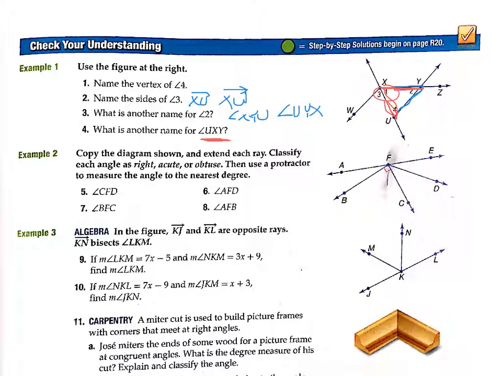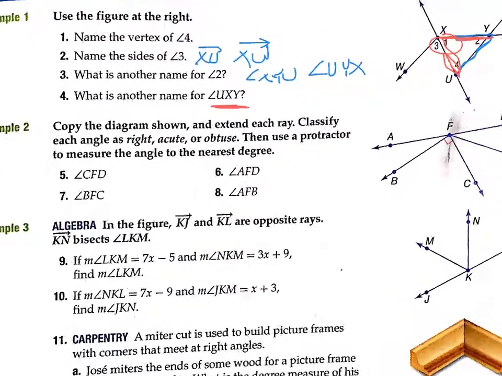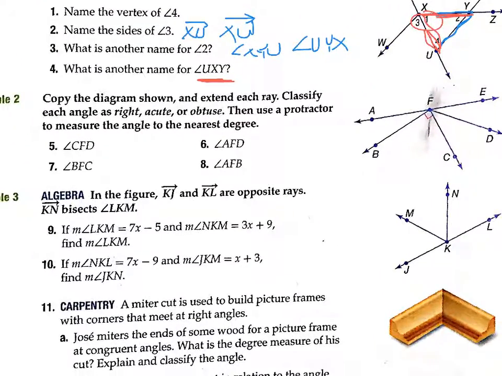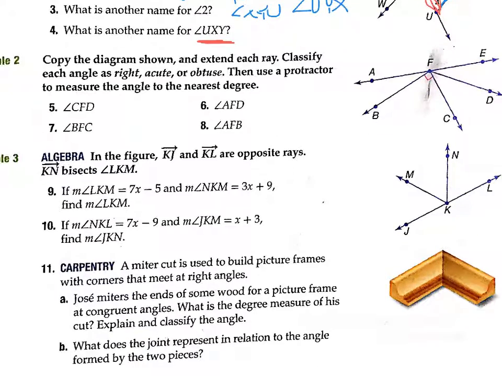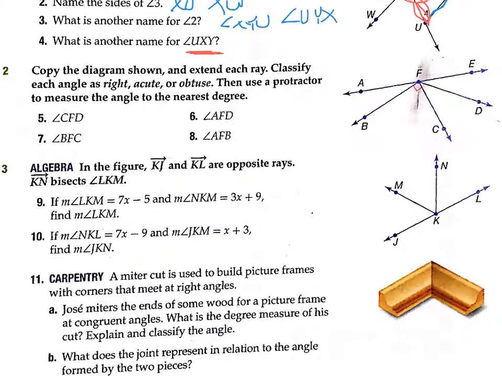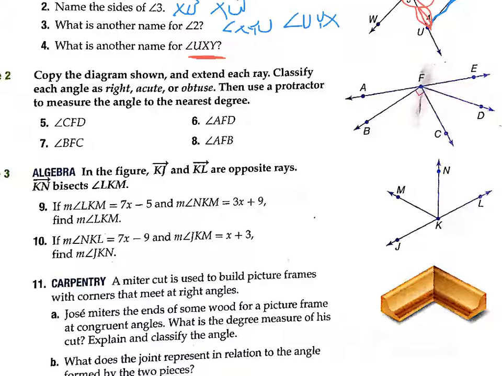Okay, let's go on down here. And I'm not going to do all these now. Just wanted to focus on that a little bit. It says copy the diagram shown and extend each ray, classify each angle. So they're wanting you to use a protractor, but we're not going to do that. We're going to just do some things based on what we know.